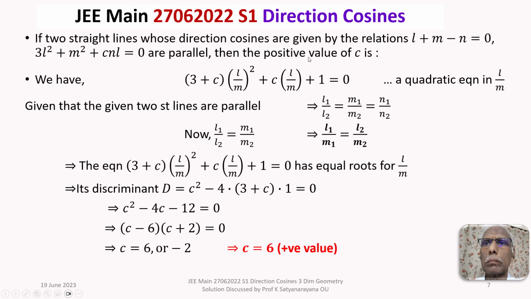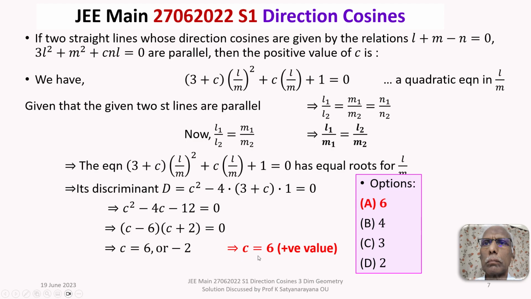Look at our question. We have to find the positive value of c. Minus 2 is negative, so reject it. So the positive value of c is 6. That is the answer to this question. Let's look at our options. Our answer c = 6 appears against option A. Therefore, the solution for this given question is option A.